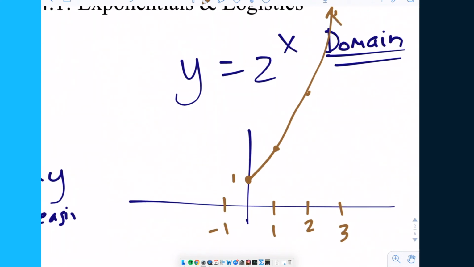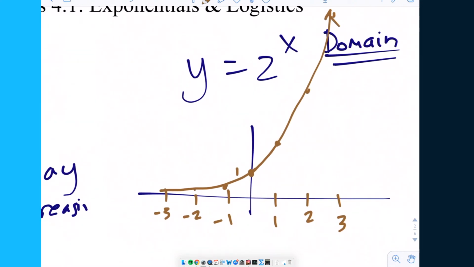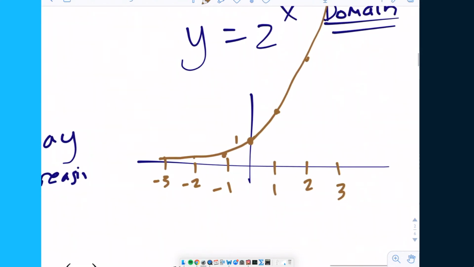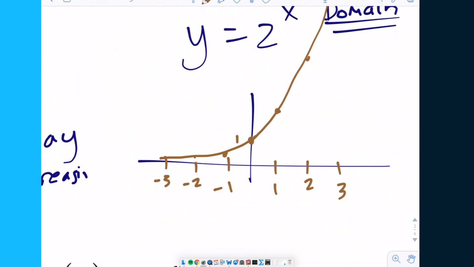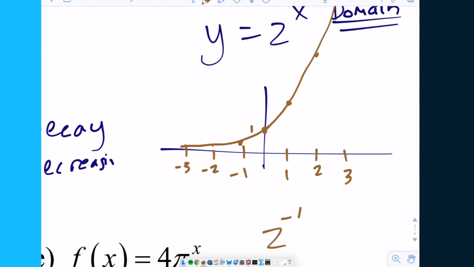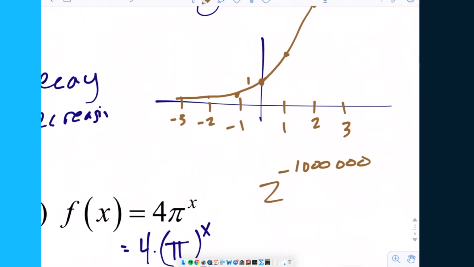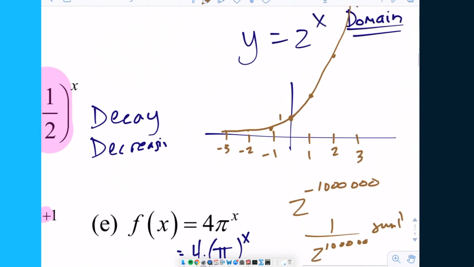What about over here? What about to the negative first? What's 2 to the negative first also known as? 1/2. Ooh, that's down here. At negative 2, what's 2 to the negative second? 1/4. Yeah, at negative 3, what's 2 to the negative third? 1/8. It's going like this. It's getting smaller and smaller. Will that thing ever equal 0? No. It's going to get smaller and smaller as you go out to the left, but it'll never equal 0. Even if you have like 2 to the negative millionth power. That's going to be 1 over 2 to the positive millionth, which is super duper small. But it'll never equal 0.